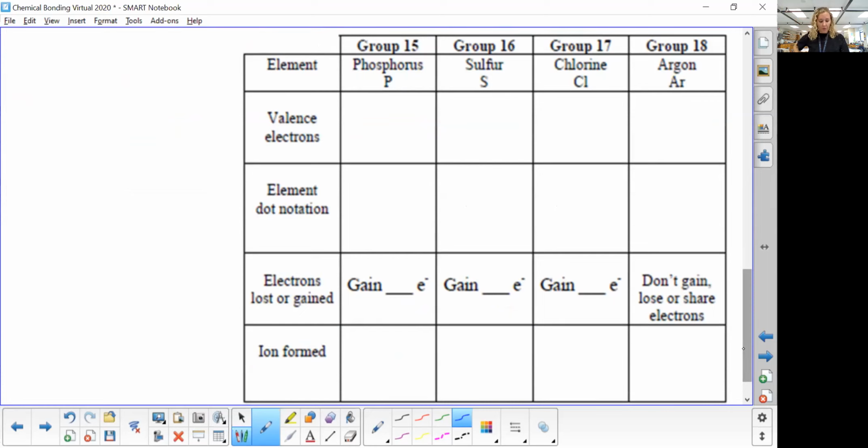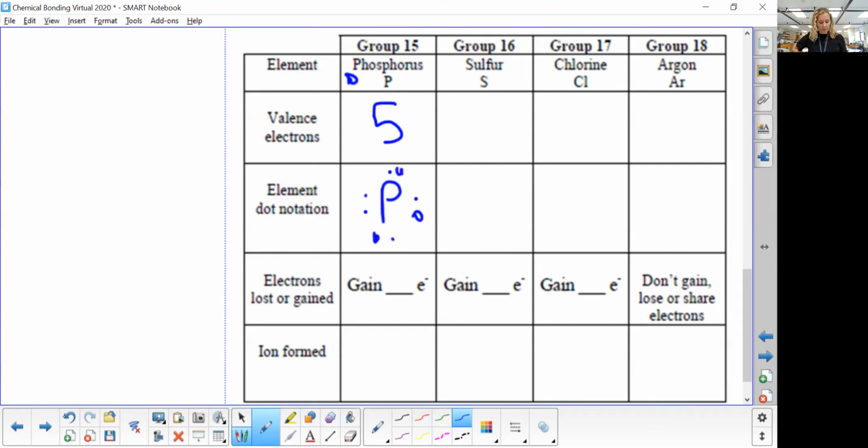we have group 15, phosphorus being the representative element. Again, any of these could be any of the elements in group 15 because all of the elements in the same group have the same number of valence electrons. So everybody has 5. The dot notation for phosphorus or any of these, you're going to have 1, 2, 3, 4, 5 dots. Now it's easier to gain 3, okay? Fill in 3 here, all right?